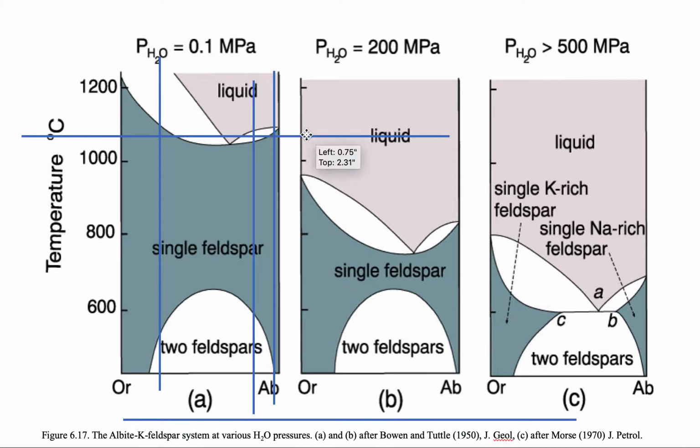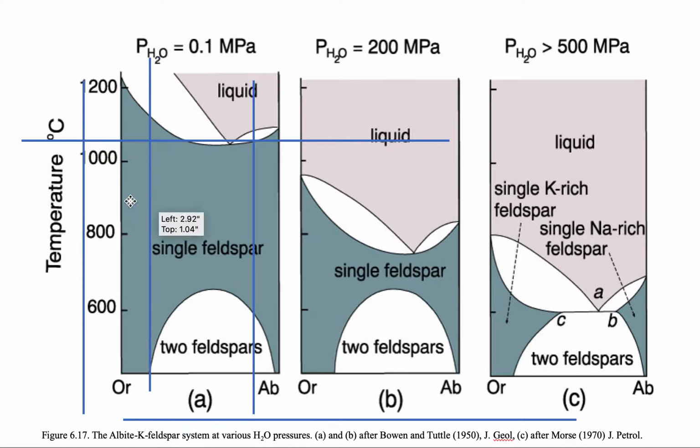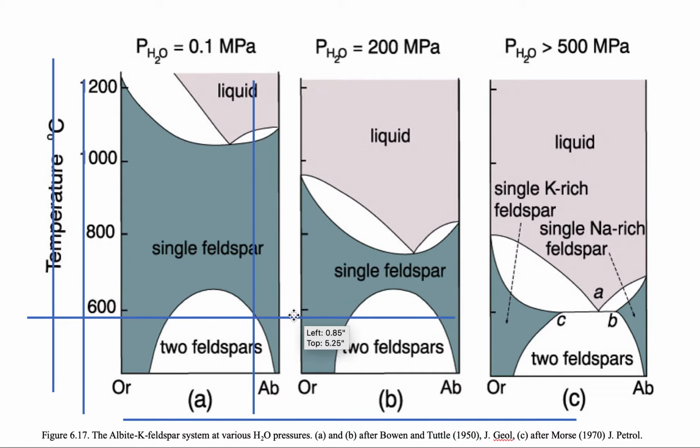And as the system would cool, the very last liquid to form would be right around here, and then we would have a feldspar equal to that bulk composition that would cool. The liquid would never reach that minimum point. Let's get that liquid composition out of the way. This single feldspar composition would now cool and would begin to split up into two feldspars at a temperature a little under 600 degrees.